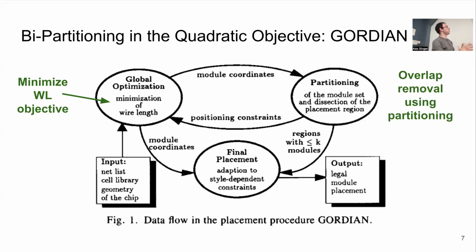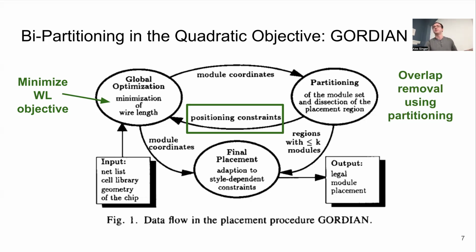And so overlap removal, which means the legalization, is occurring by the partitioner. And as you can see, the position constraints are passed into the global optimizer. This is what I mean by the partitioning is happening in the objective function. We're not actually performing an external partitioning, and then doing a full partitioning. We're basically modifying our global objective. And I'll show you what the equation looks like for this.